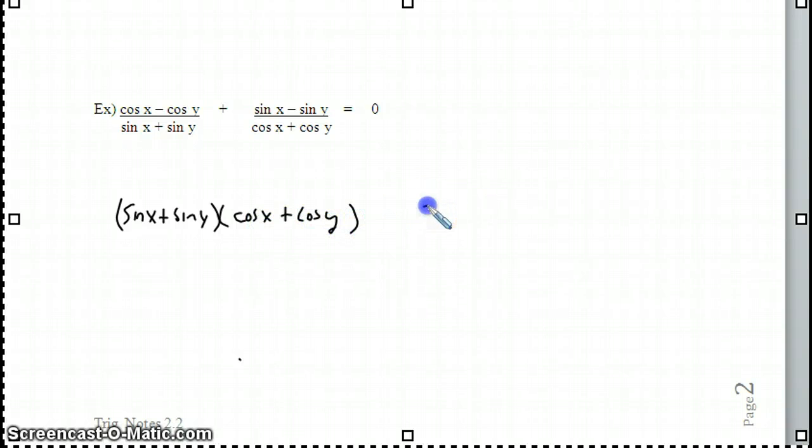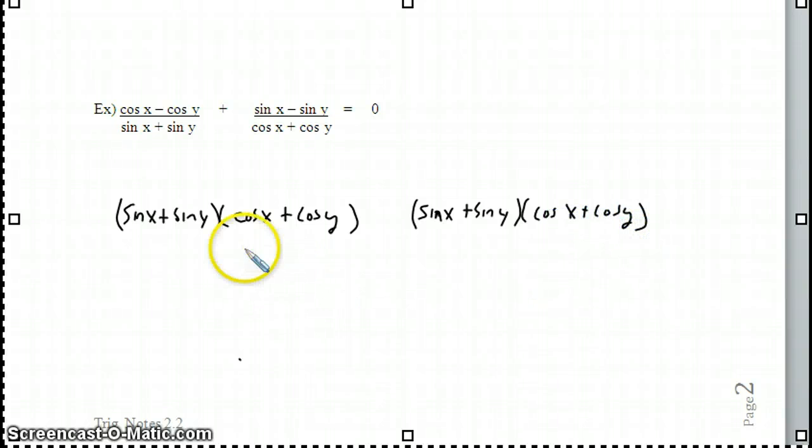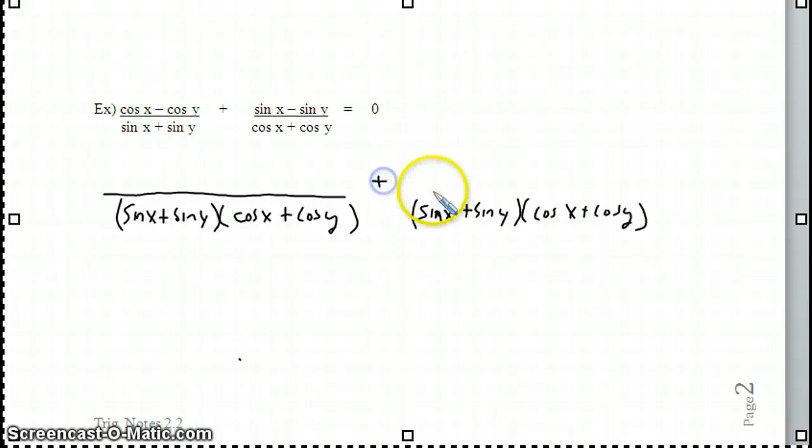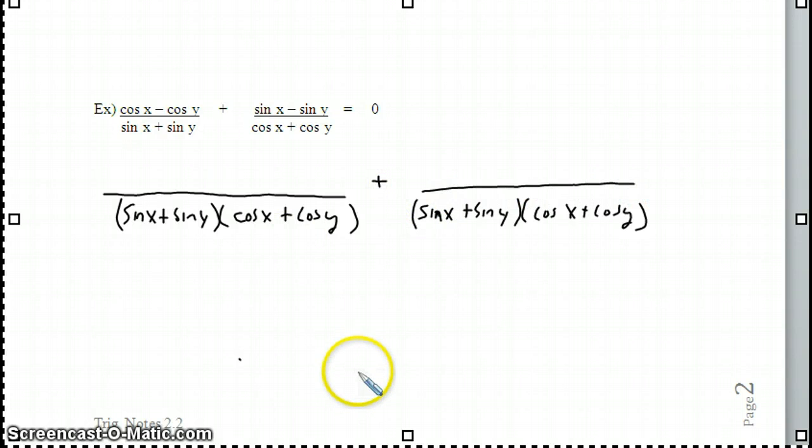So I'm going to make two new fractions, with sine x plus sine y times cosine x plus cosine y as the denominators. And then I want to add these together to show that they equal 0. If this has the denominator right now of sine x plus sine y, it's missing the cosine part. So what I have to do is multiply all of this up here by cosine x plus cosine of y.